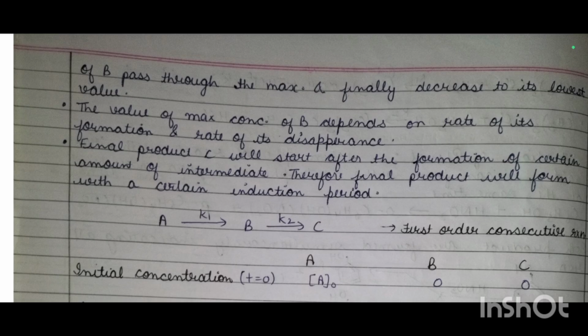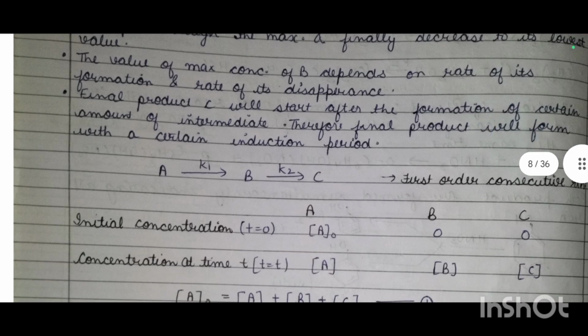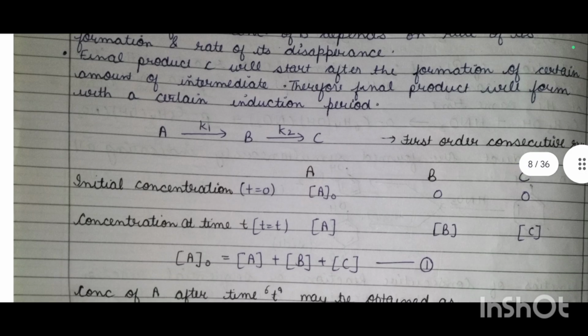Formation of the final product C starts after the formation of a certain amount of intermediate. Therefore, the final product forms with a certain induction period. A changes into B having rate constant K1, and B changes into C having rate constant K2. This is the first order consecutive reaction.